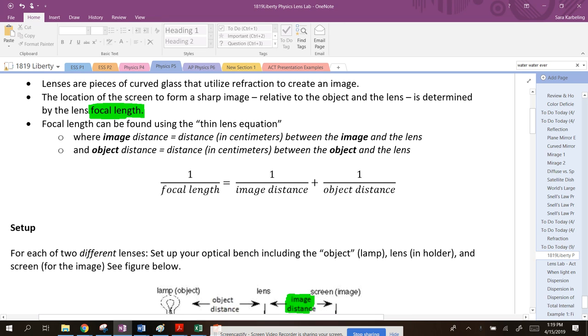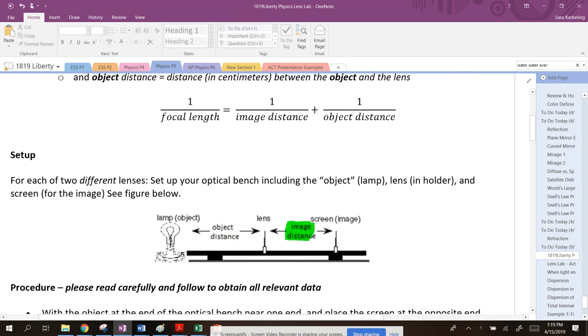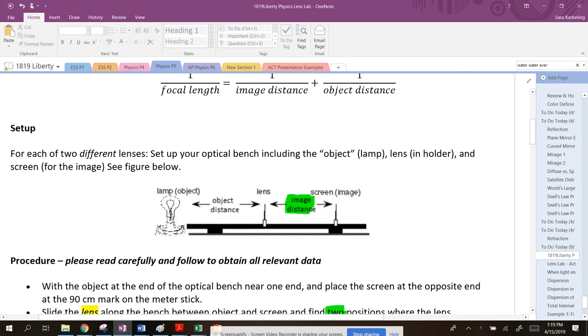Our goal is to determine the focal length of a lens based on the values that we found for the object distance and the image distance. So I'm actually going to look at this little picture down here real quick first. The object distance is the distance from the light bulb to the lens. The image distance is the distance from the lens to the screen.